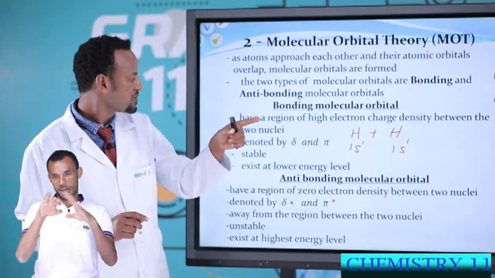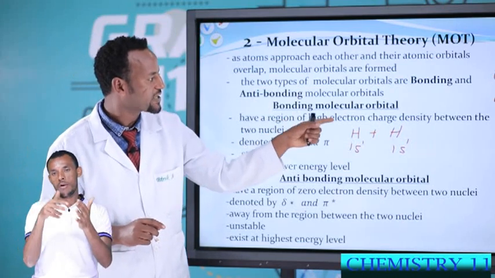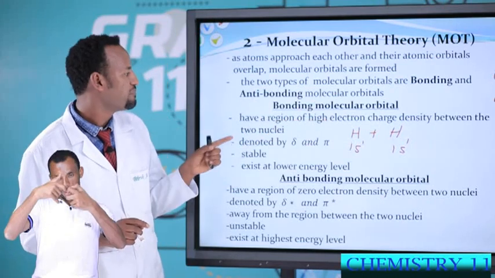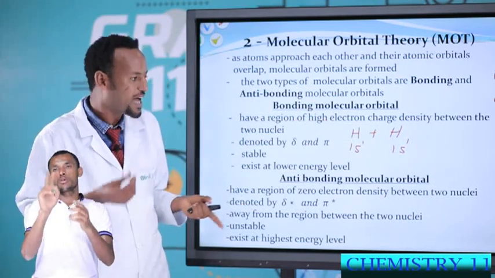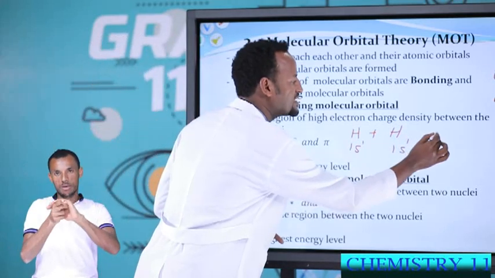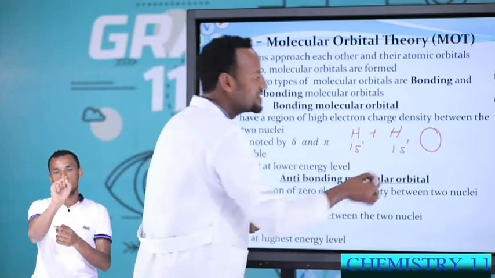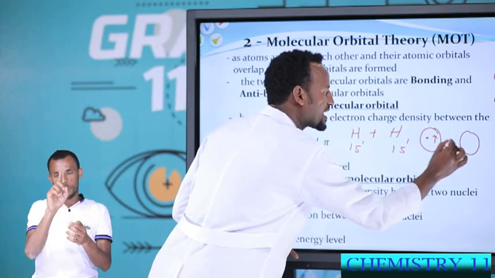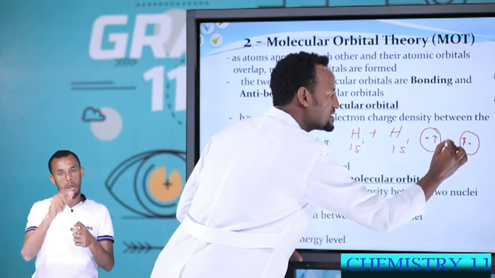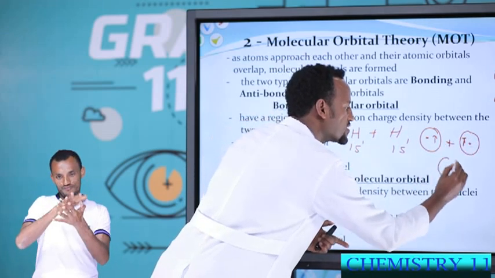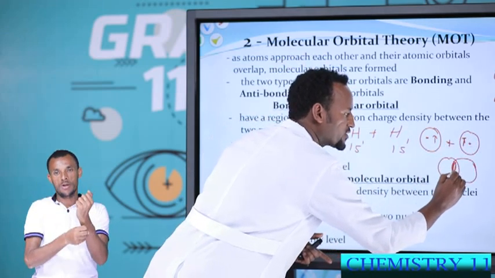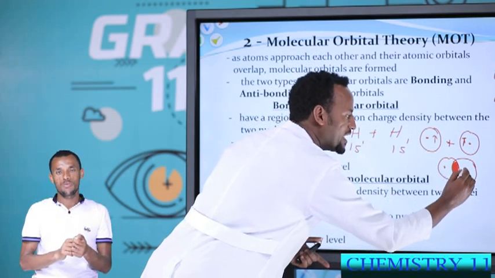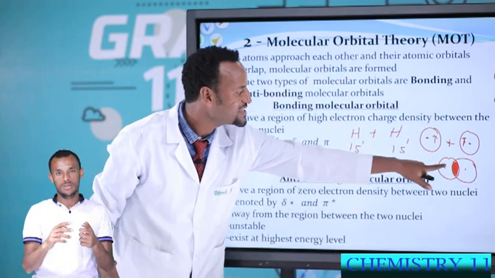In a bonding molecular orbital, there is a region of high electron charge density between the two nuclei. Between the two nuclei means, for example, this is the shape of s, and this is the shape of another s. Each s has one electron. When they overlap, a bonding orbital can be formed. How many electrons here? Two. The two electrons are between the two nuclei.